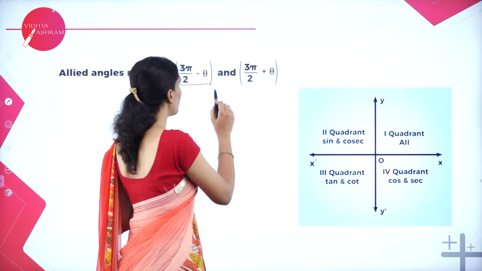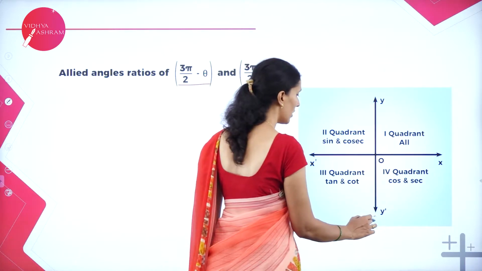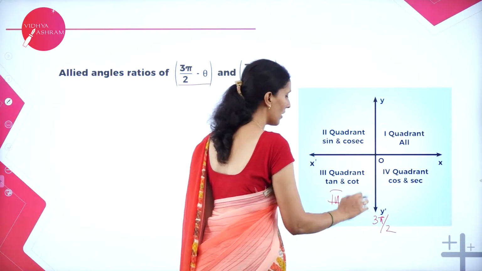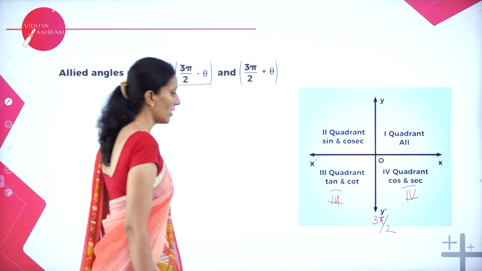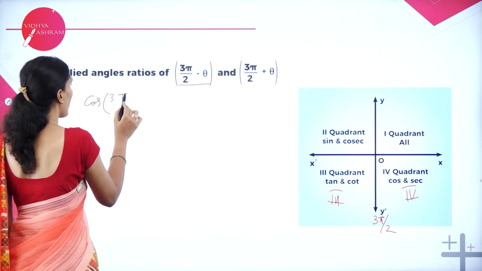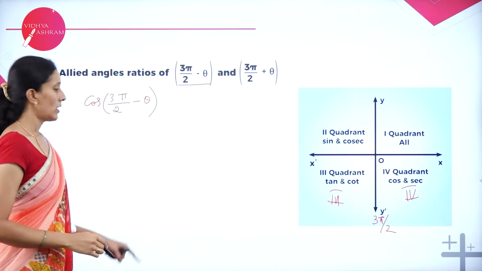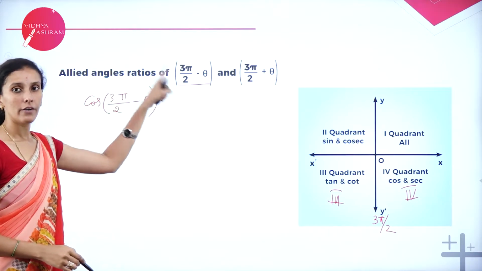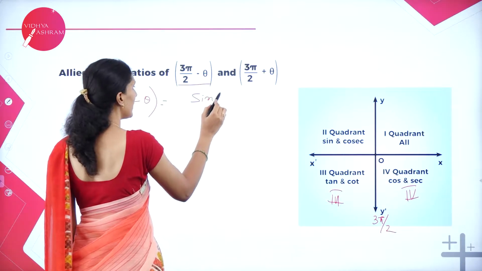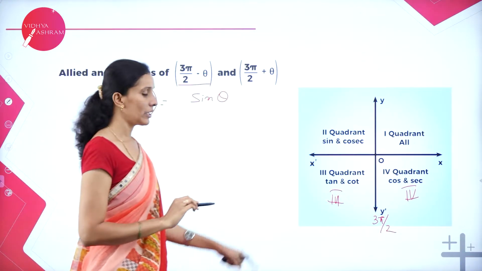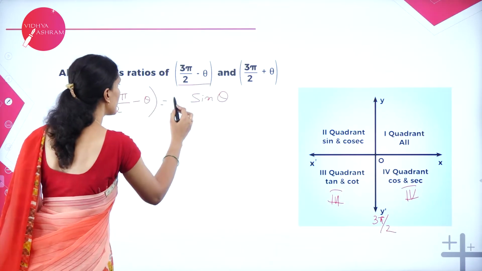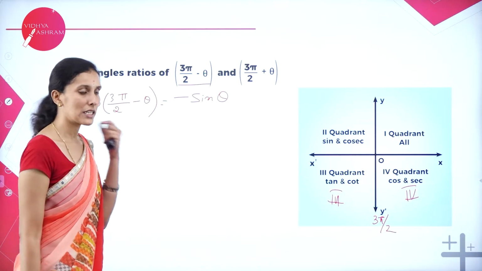So 3 pi by 2 minus theta. 3 pi by 2 means this is your 270 degrees, minus any angle lies in the third quadrant, plus any angle lies in the fourth quadrant. So again I'll take some examples. If you have cos 3 pi by 2 minus theta, I said for odd multiples of pi by 2, the function changes to co-function. So for cos, the function changed to sin theta. But is the value of sin theta positive or negative? In the third quadrant, the value of sin is negative. So therefore it is minus sin theta.